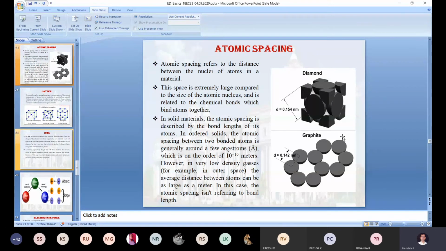Which is higher, 10 to the power of minus 10 or the meter? Our statement: the atomic spacing in solid material is greater than the atomic spacing in low density gases. Is my statement correct or wrong? True or false?